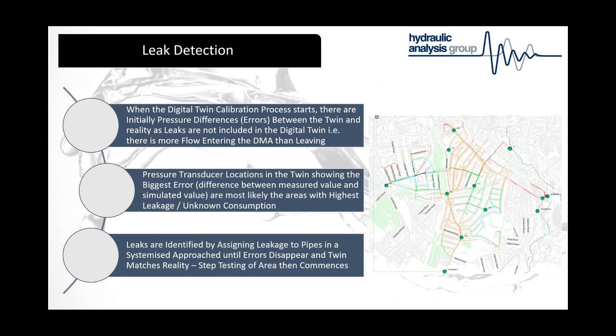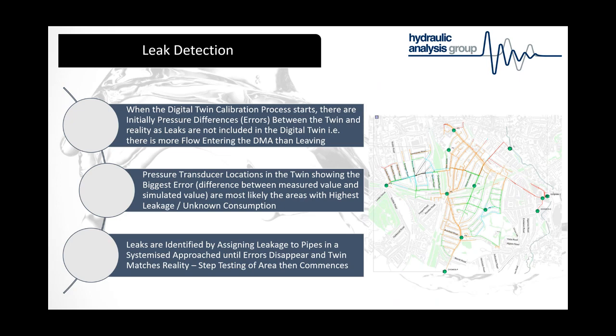So the digital twin calibration starts initially with significant pressure differences, or we call them errors, between the twin and reality, as we've not got leaks in. So we don't have these leaks initially modelled. So there's more flow entering the DMA than leaving, because we've got the district meter flows putting this flow in, but we've not got it coming out because we've only got customers modelled. And then basically where you have these pressure transducers across the DMA, where they show the biggest error, or the difference between the measured value and the simulated value in the twin, so where there's the biggest disparity, that's the most likely area where there's leakage or unknown consumption.